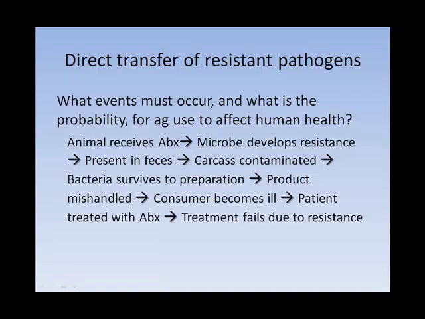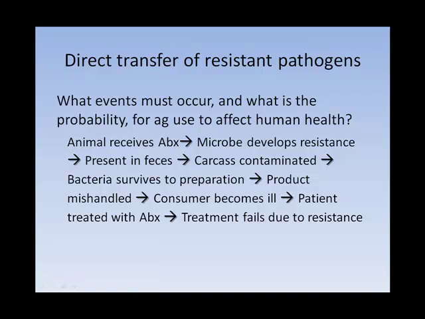Since we can't necessarily say there's a smoking gun, let's examine the likelihood of going through a pathway and what would have to occur in order for use on the farm to present a problem to public health. Well, you'd have to have the animal receiving an antibiotic in order to exert a selective pressure. The microbes are exposed to that antibiotic on the farm. They develop resistance, retain that and carry it with them, and more than likely are shed into feces. All that ultimately contaminates the carcass. They then survive to preparation.